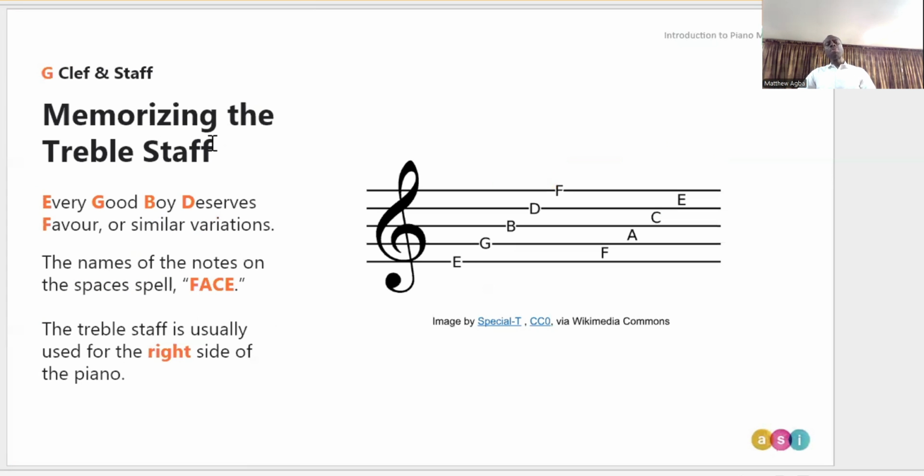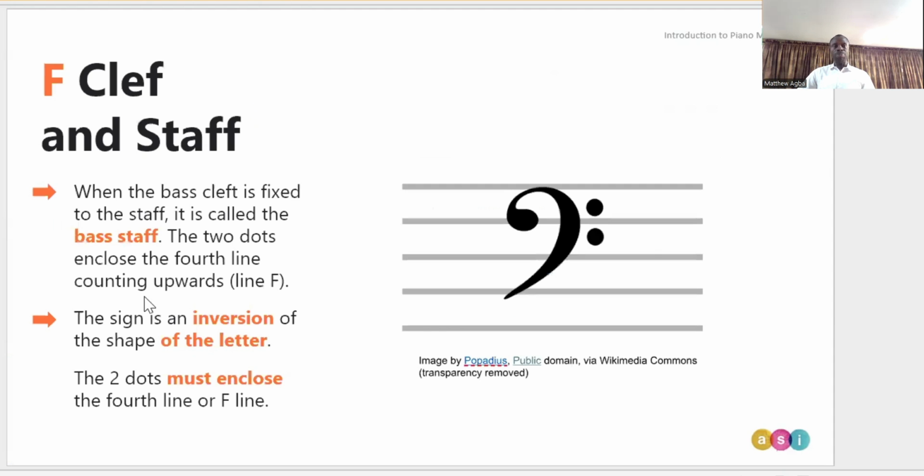So memorizing the treble staff, we have this memory aid. We have every good boy deserves favor, which is E, G, B, D, F. That was on the line. But on the space, we have F, A, C, E, which spells face, as in face. The treble staff is usually used for the right side of the piano. So the right hand makes use of the treble staff in the course of performing on the piano.